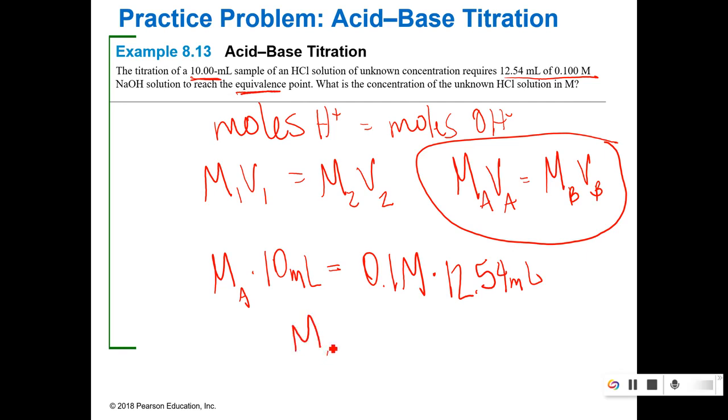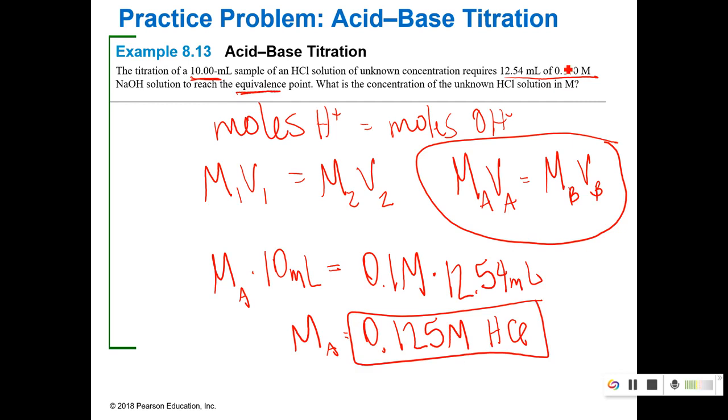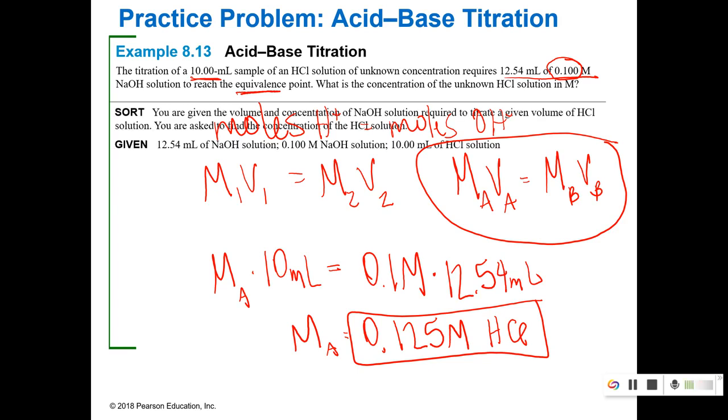And I get that the molarity of acid is 0.125, and that's of HCl. It is important to note which one. And the reason I only have 3 sig figs is because this number right here is 3 sig figs. The other 2 are 4, but that one is 3.